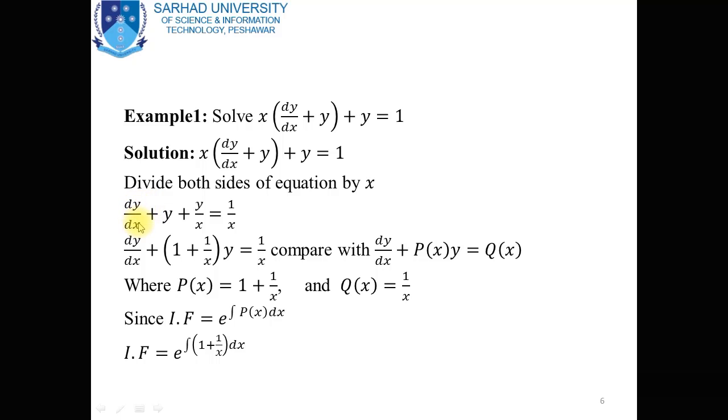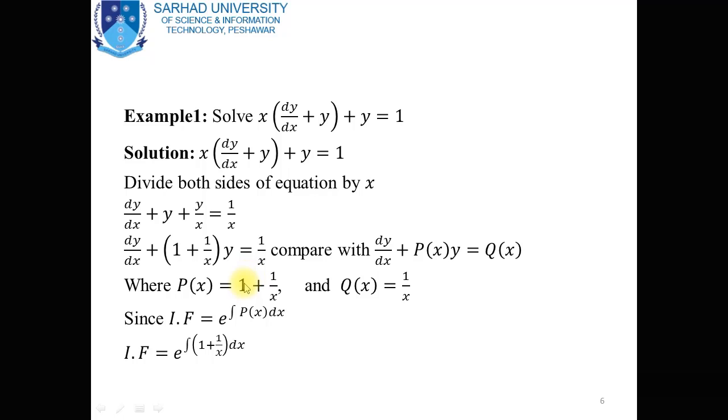We obtain dy by dx plus y by x is equal to 1 over x, and this equation can be written as dy by dx plus 1 over x, taking y common from these two terms, is equal to 1 over x. Comparing this equation to the standard form of linear differential equation of first order, dy by dx plus p of x into y is equal to q of x, in this equation this is the p function and this is the q function.